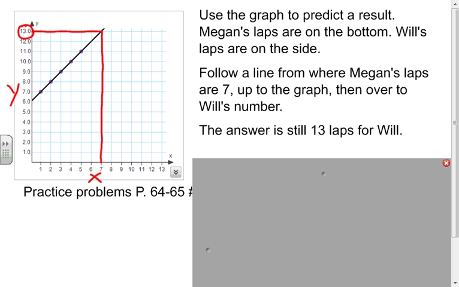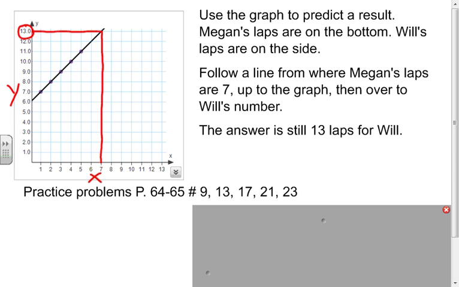All 3 ways we did it, with the equation, with the table, with the graph, we all got the same answer each time. So the last type of problem here, you only have 5 practice problems in this section, 9, 13, 17, 21, and 23. You'll work on those tomorrow.